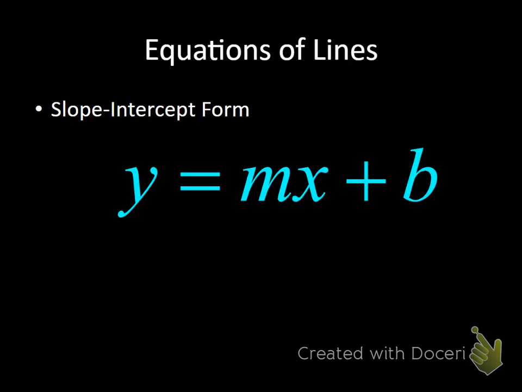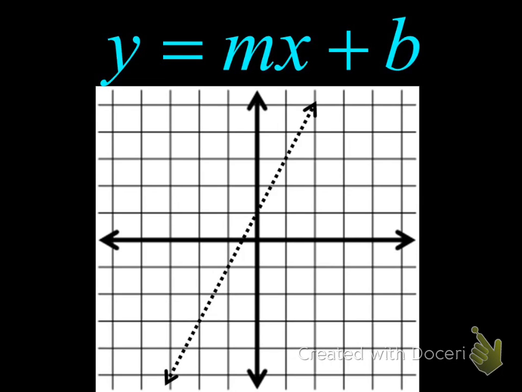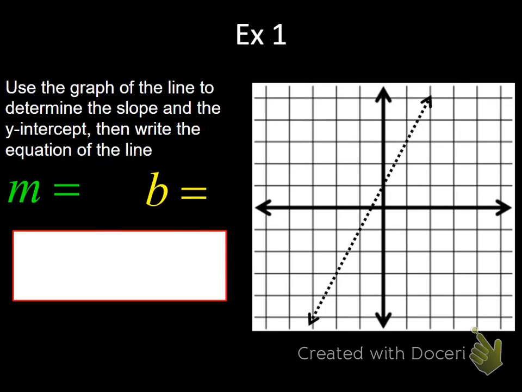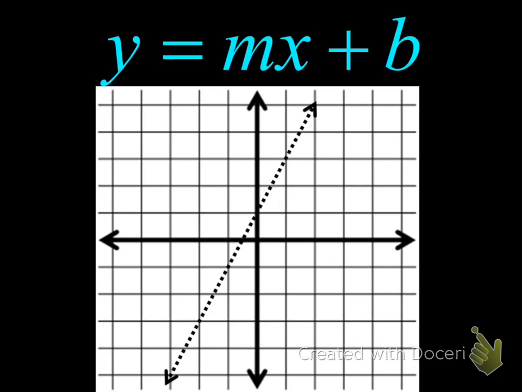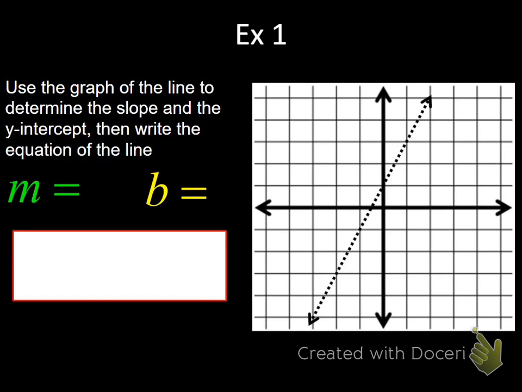Okay, so we are going to, this isn't your example, but we're going to look at the example I have up on the board here, which is going to be the same thing as what you guys have on example 1. All you're going to do is look at this line and identify what the y-intercept is, what the slope is, and then write it in slope-intercept form, okay? So example number 1, we're going to use the graph of the line to determine the slope and the y-intercept, then write the equation of the line.